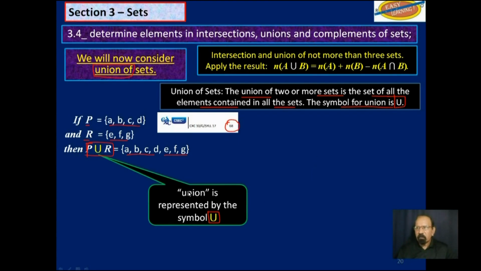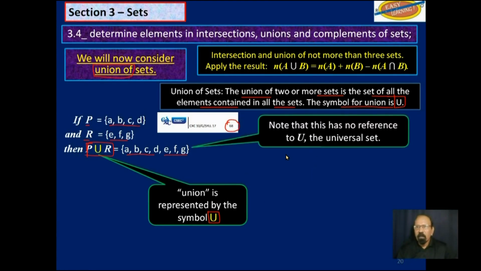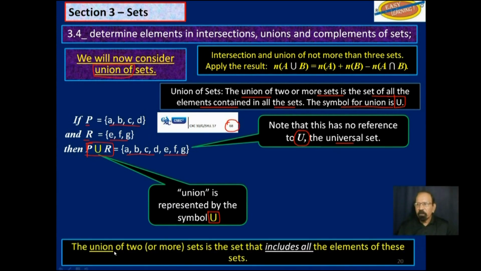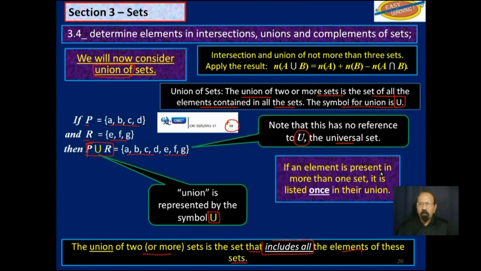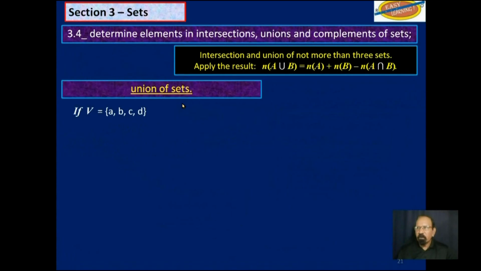You could think of them as add. Note that this has no reference to this U, which represents the universal set. Now, the union of two or more sets is the set that includes all the elements of these sets. If an element is present in more than one set, it is listed only once in their union. So we are still on union of sets.